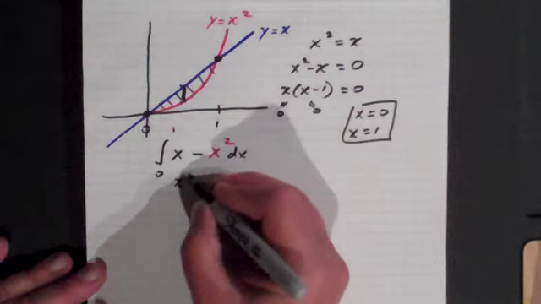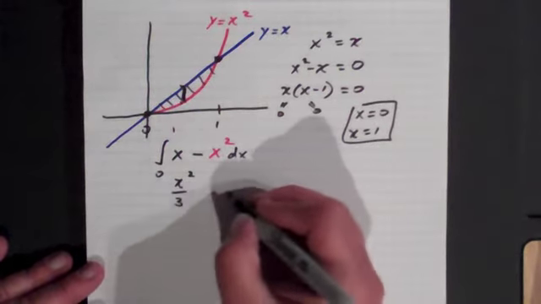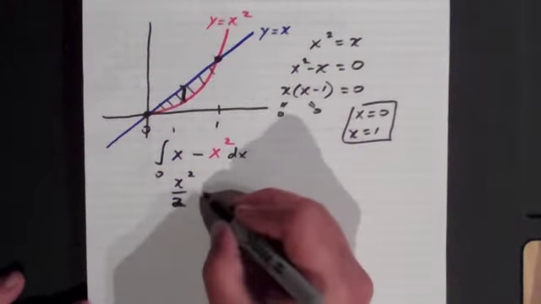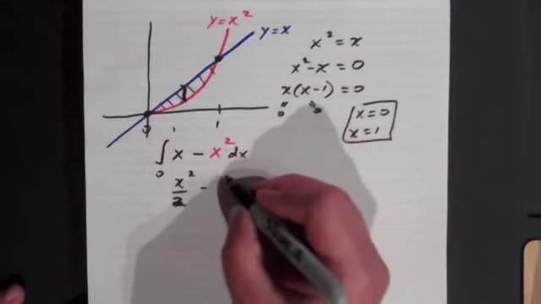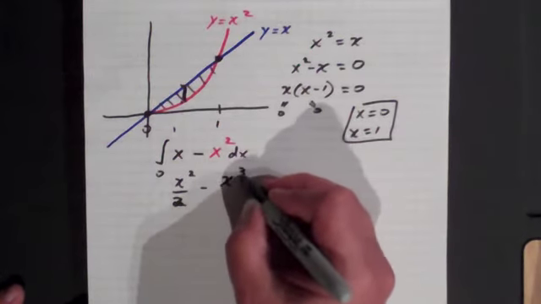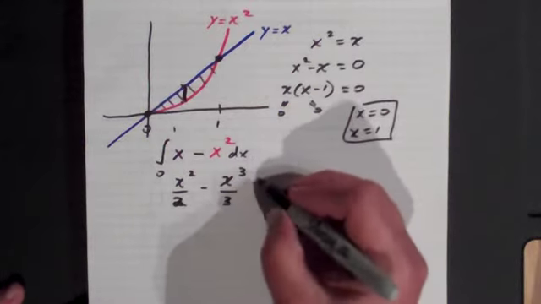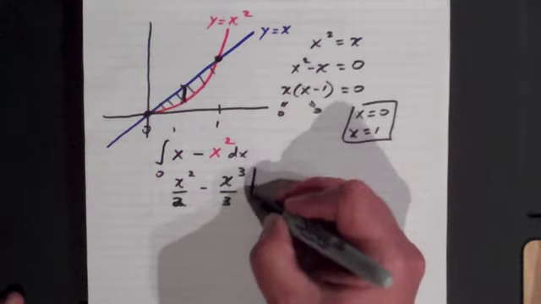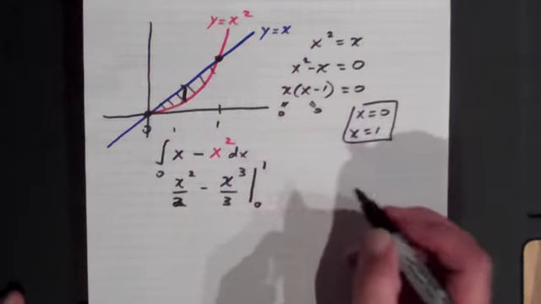Integrate x, you raise it to the 1 higher and divide by the 1 higher. Minus, when you integrate x squared, you'd raise it to the 1 higher, which is 3, divided by the 1 higher, 3. And I would be integrating from 0 to 1.